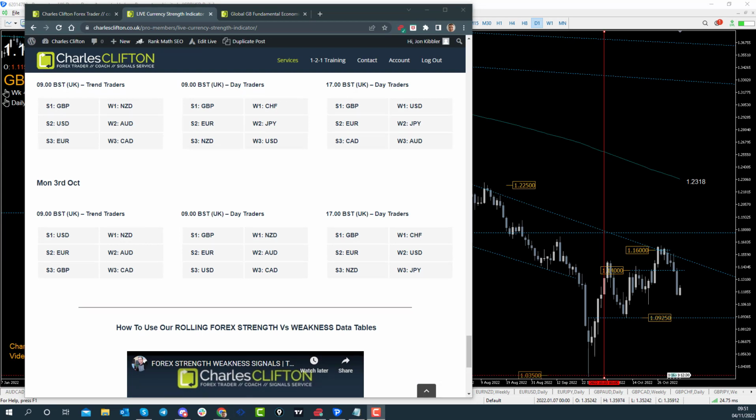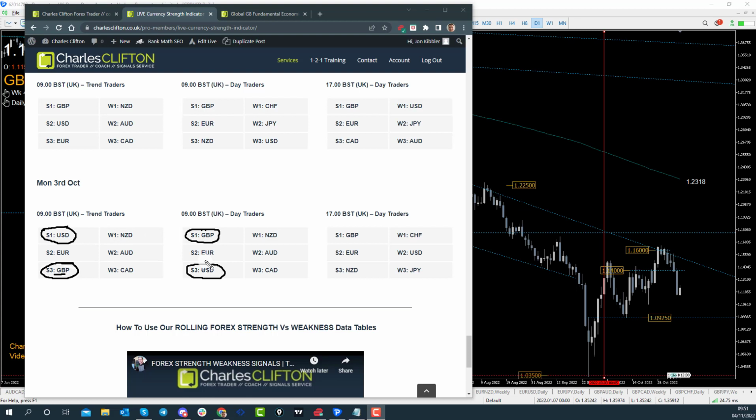Let me just grab a pen tool very quickly. Here we go. Right, so you can see here that the pound actually was on the same side as the US dollar. So US dollar was S1, pound was S3, and then on our day traders we had confluence because the dollar was S3 and pound was S1 at the time. So when you see something like that, that's telling us that we shouldn't really be looking to do anything on that chart because they're on the same side.